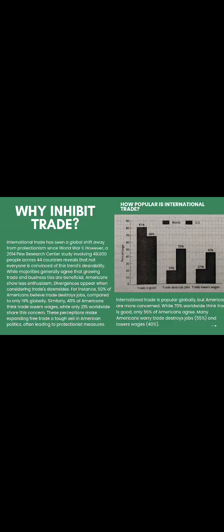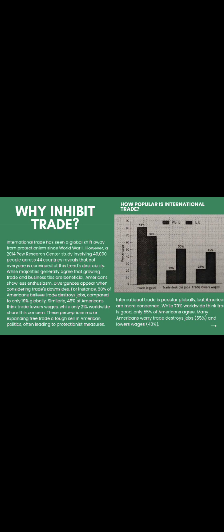Why inhibit trade? International trade has seen a global shift away from protectionism since World War II. However, a 2014 Pew Research Center study involving 49,000 people across 44 countries reveals that not everyone is convinced of the benefits of trade.